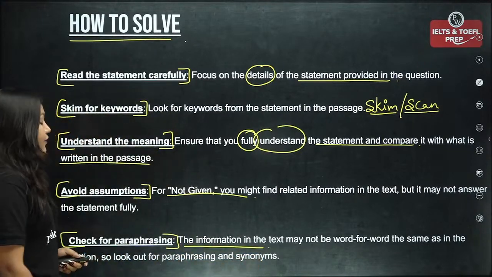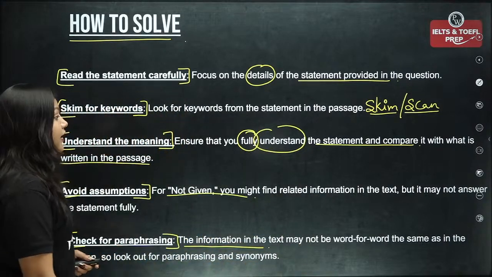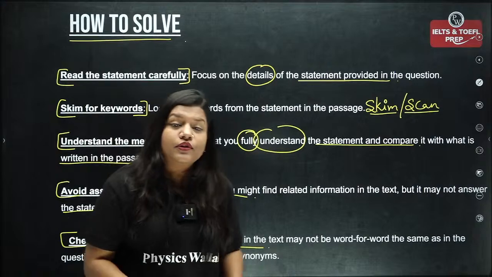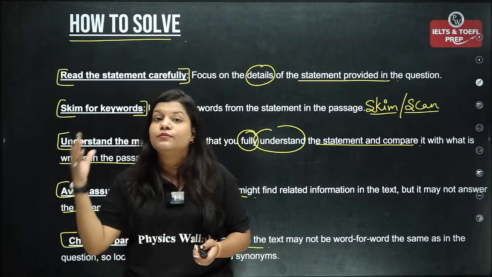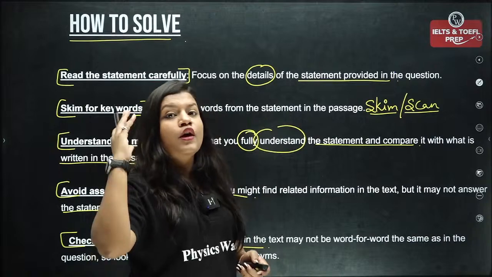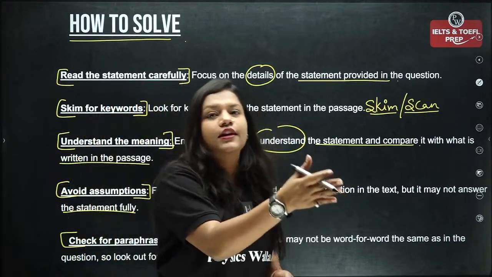Okay, and for not given, you might find related information in the text, but it may not answer the statement fully. So there might be a possibility that the relatable information might be there, but it's not going to answer your response fully. So make sure if you are marking it as not given, it means nothing is provided.